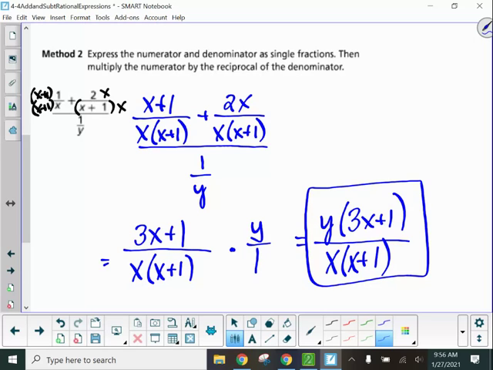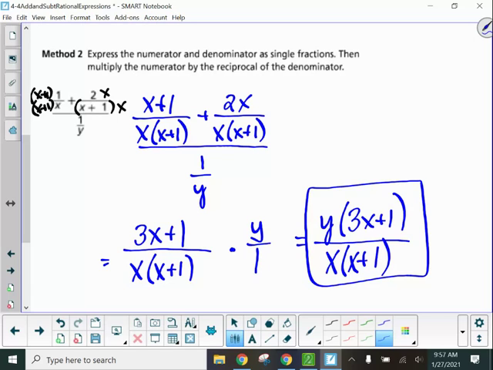So I would look at what my least common denominator is of the numerator, which is x times x plus 1. You can see the first fraction here was missing the x plus 1, so I multiplied on top and bottom. The second fraction was missing the x, so I multiplied on top and bottom. And then I have x plus 1 over x times x plus 1 plus 2x over x times x plus 1. And then the denominator, the 1 over y, is a single fraction, so there's nothing to combine. But normally you would have to look at what the least common denominator is of the denominator fractions as well.